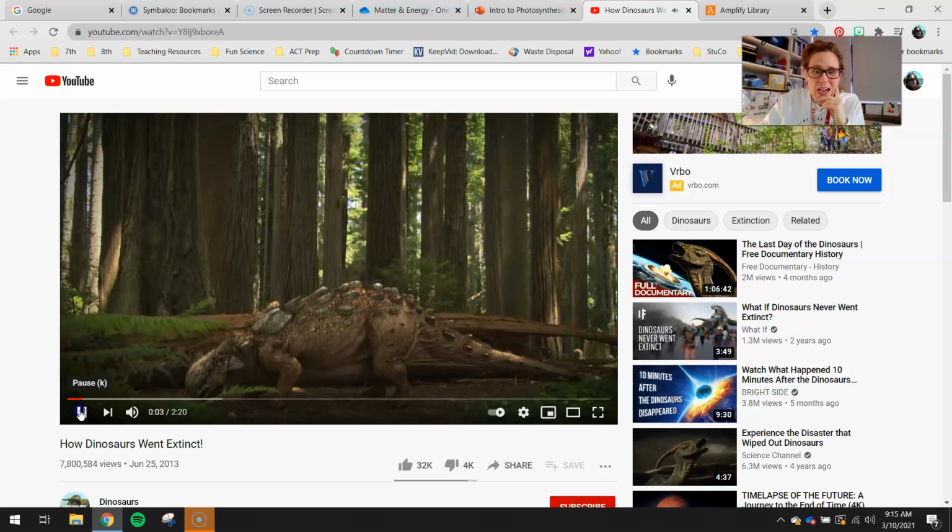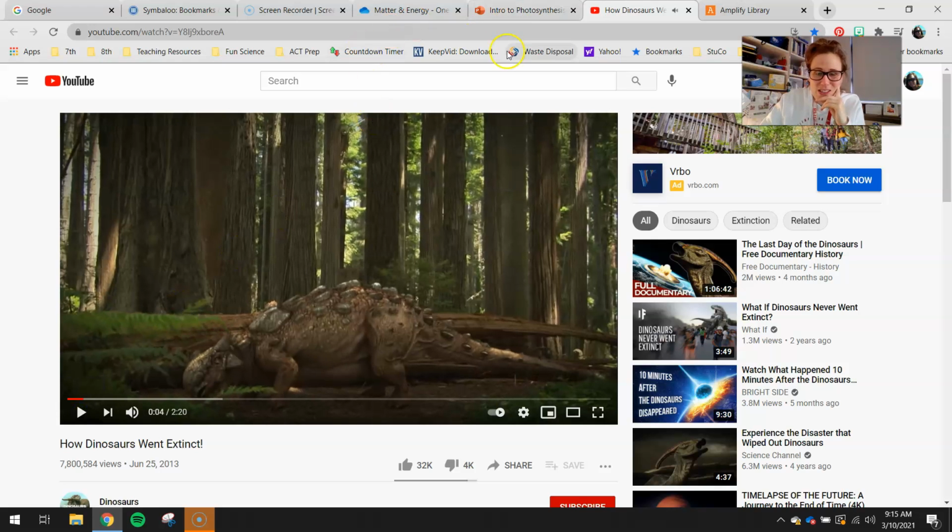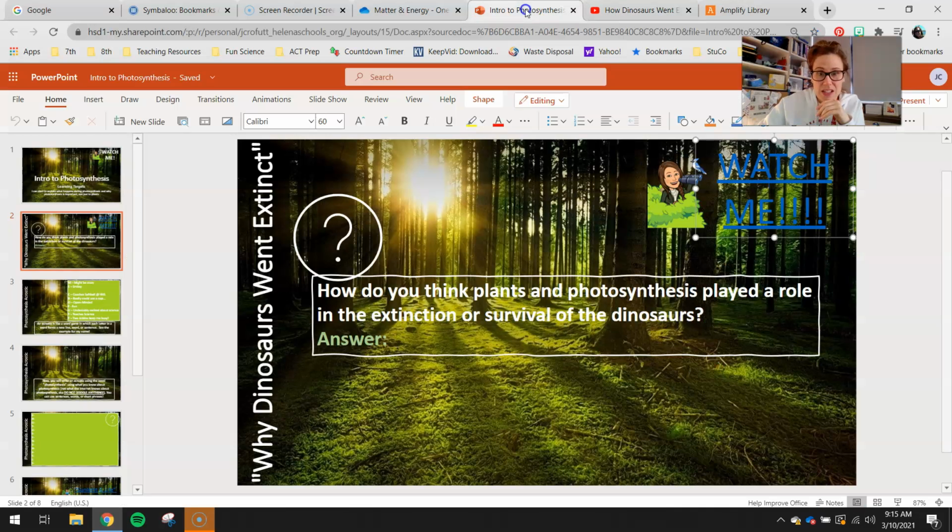And then you guys are going to tie in how photosynthesis played a part in the extinction of dinosaurs. So obviously you guys know a big old meteor fell from the sky. It caused a lot of issues, including ash and things like that being spread across the land. And then that ultimately caused a lot of dinosaurs to die. So how do you think plants and photosynthesis played a role in the extinction or survival of the dinosaurs?